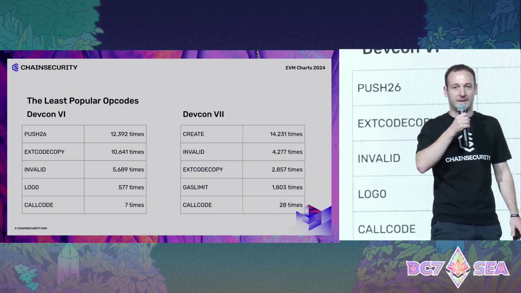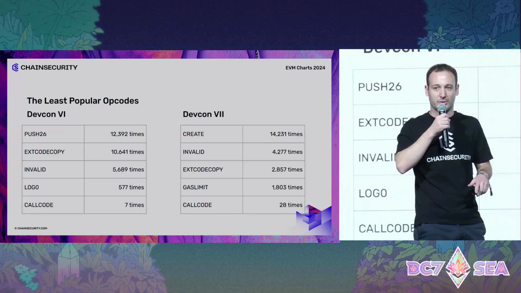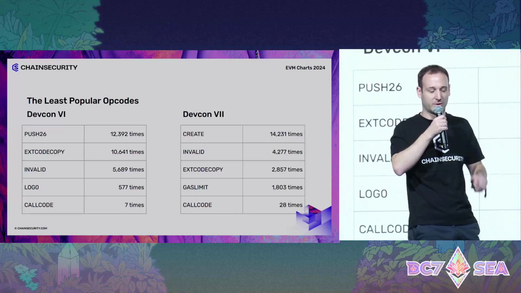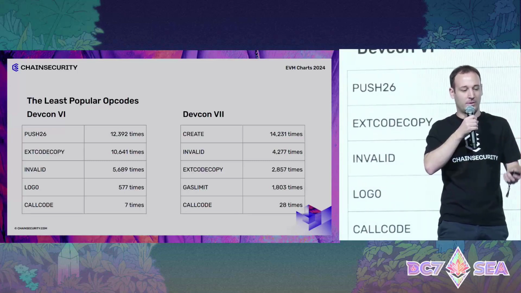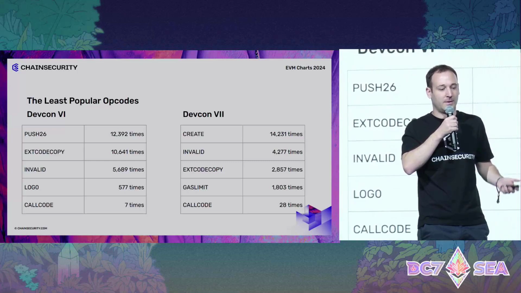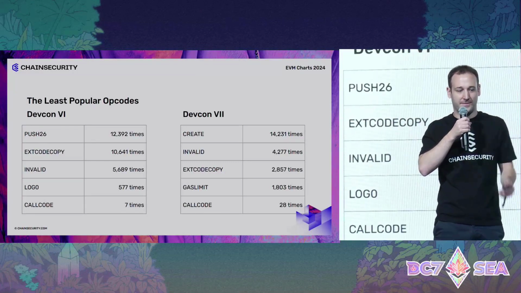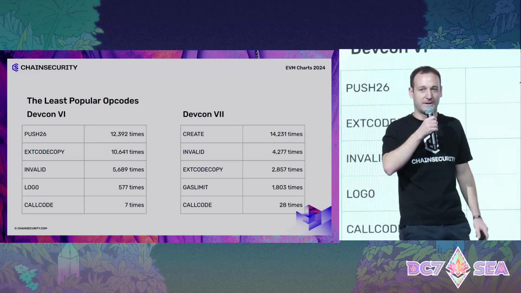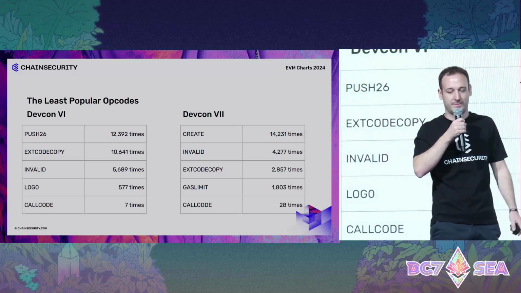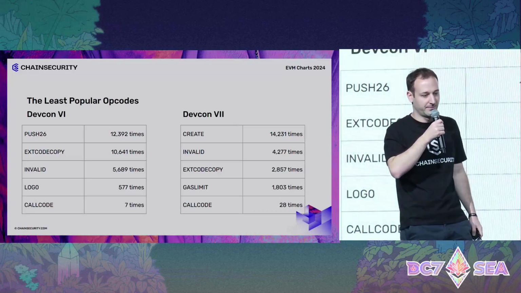This one is slightly interesting, as this is one of the opcodes that is dominated by one single contract. The invalid opcodes are almost exclusively used by the USDT contract. They have an assert in a SafeMath library they use, which produces an invalid opcode if triggered.